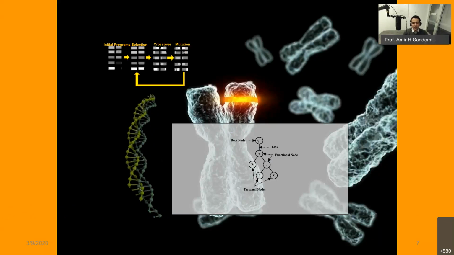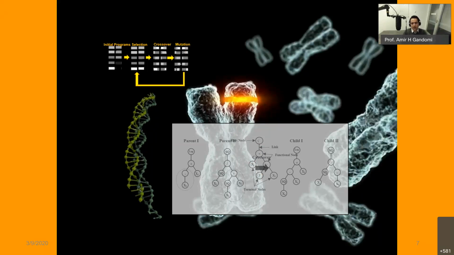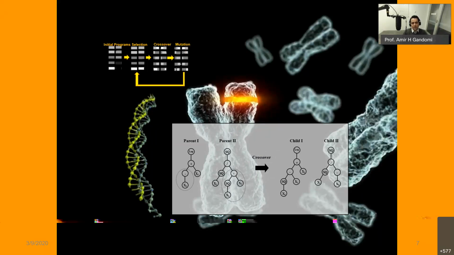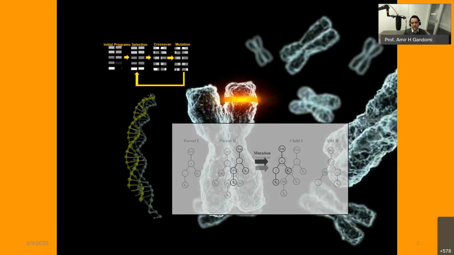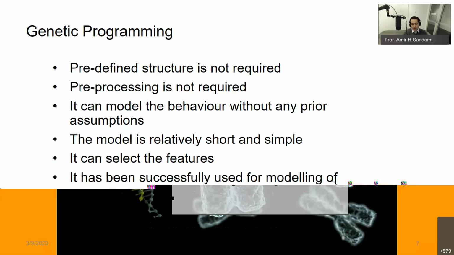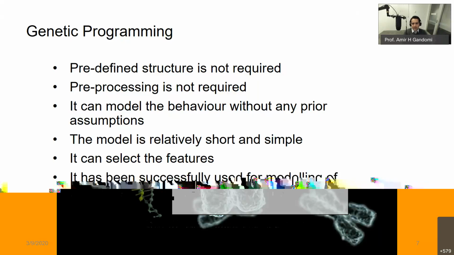A genetic program can be translated into a tree form like this. As you can see, it can have a mathematical operator like here, or a variable, or constant values. Now, each of these programs or trees can be considered as one individual. Crossover can happen between parents, and mutation could also happen in one individual tree or multiple trees. But as I mentioned, why genetic programming? This is the main question that we need to answer.